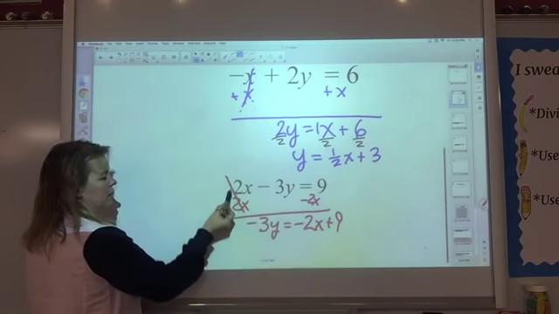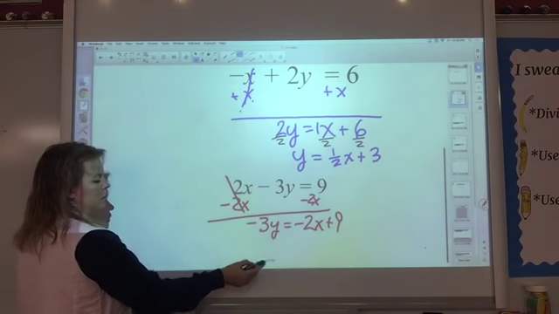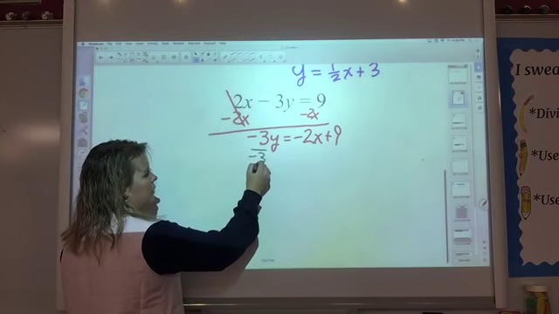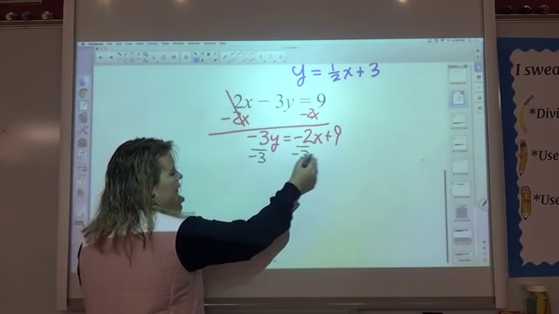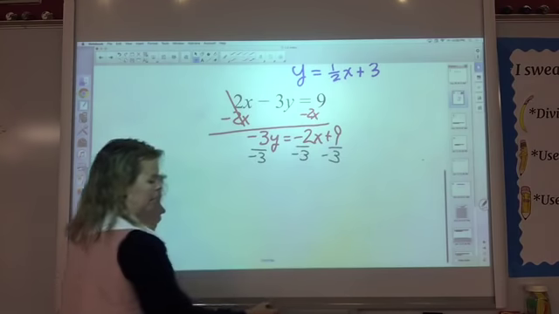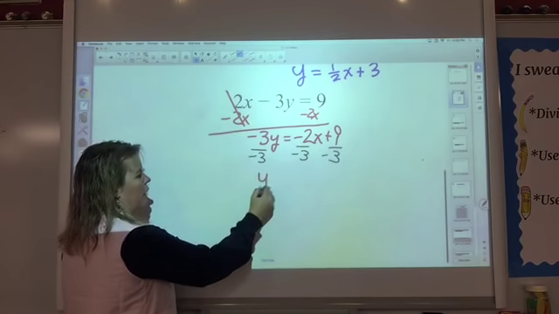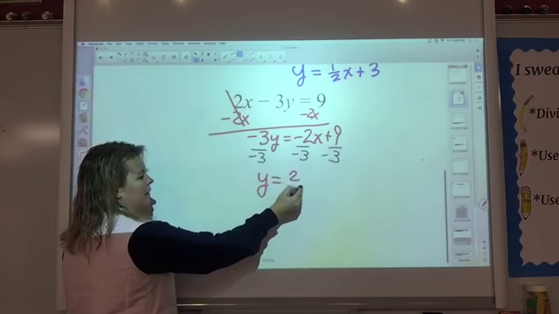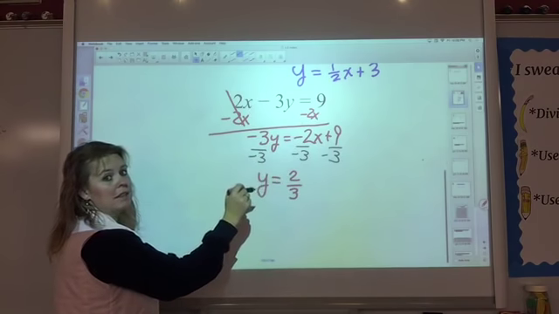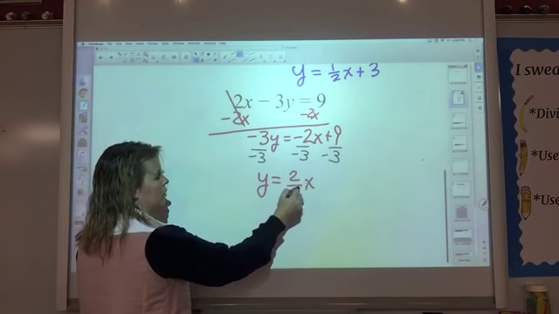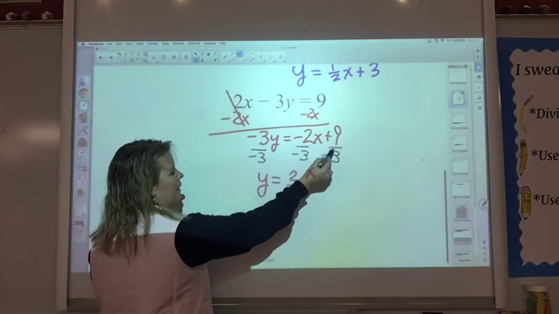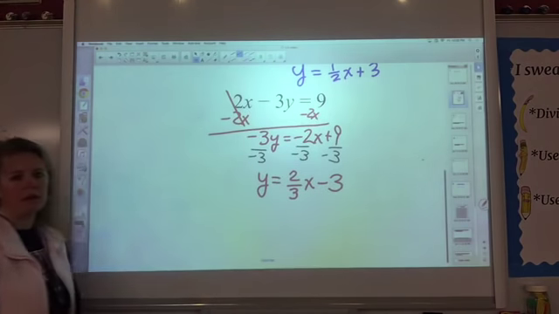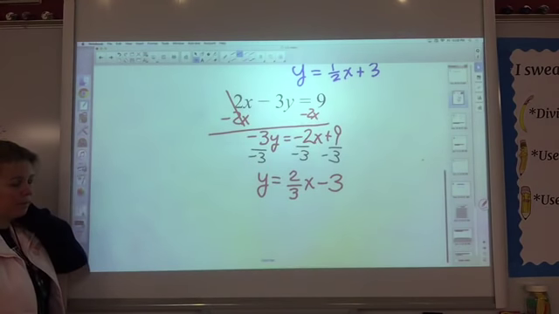Notice I subtracted the 2x because this was a positive 2. But now I have to divide by negative 3, negative 3, and negative 3 again to finish with y equals. A negative divided by a negative is a positive. 2/3 does not reduce, so you leave it as 2/3 x. Divided by negative 3 is negative 3, so I write it as just subtract 3.